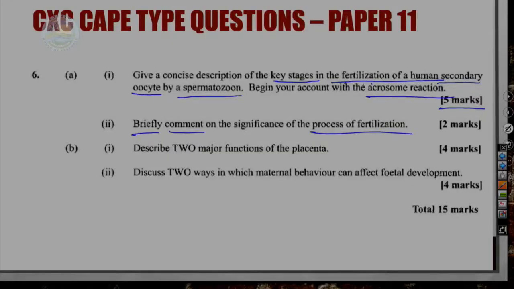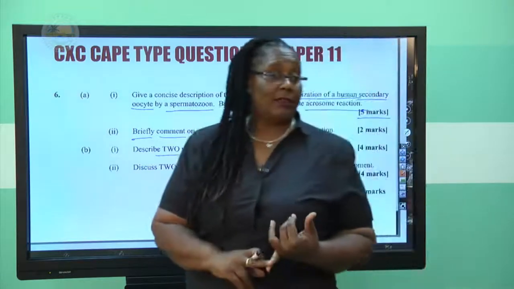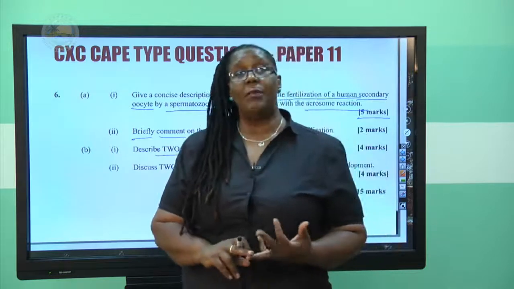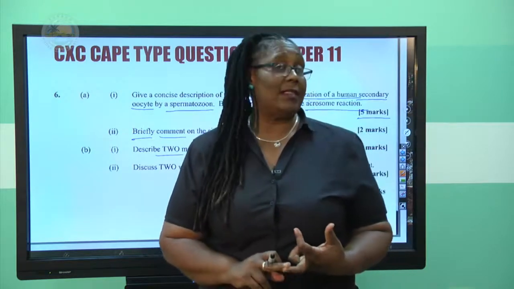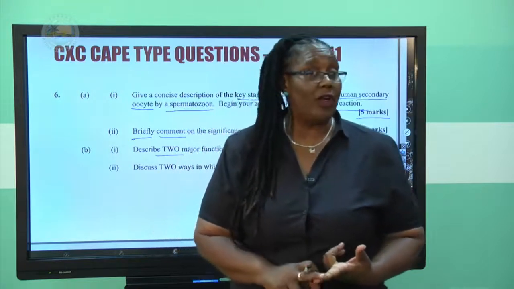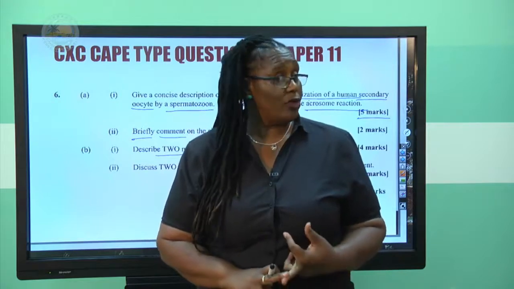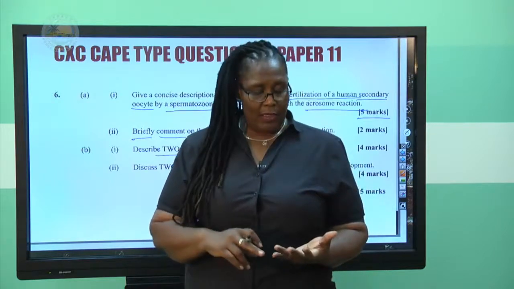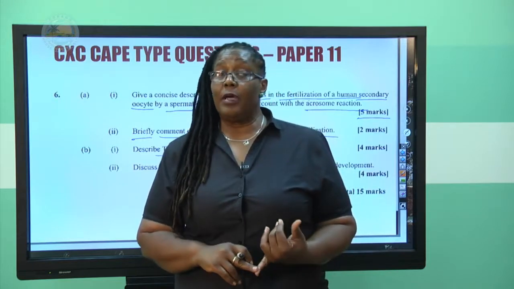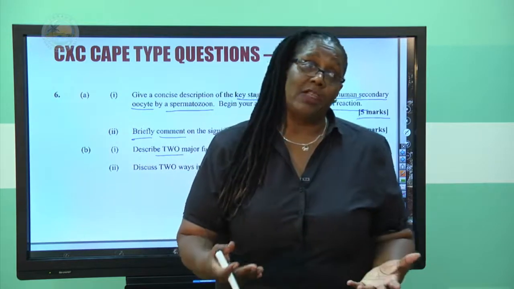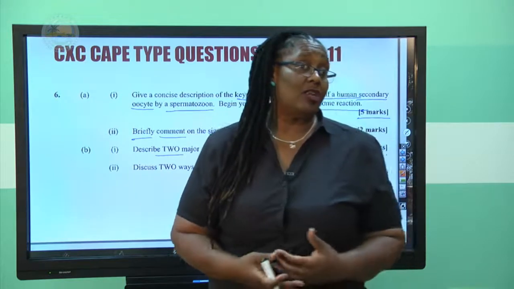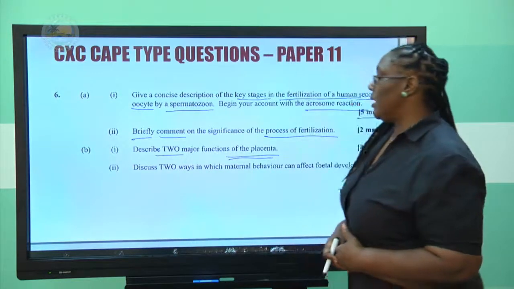Describe 2 major functions of the placenta. 2 major functions of the placenta. So we have so many to choose from. You can speak either to the transfer of the nutrients, the glucose and the amino acids, glycerol and fatty acids across. We can speak to the removal of waste. We can speak to the fact that it is an endocrine gland continuing to produce hormones that would maintain the pregnancy. We can speak to the fact that it acts as a protection in terms of allowing antibodies to cross. So there are many choices from which we can get to.